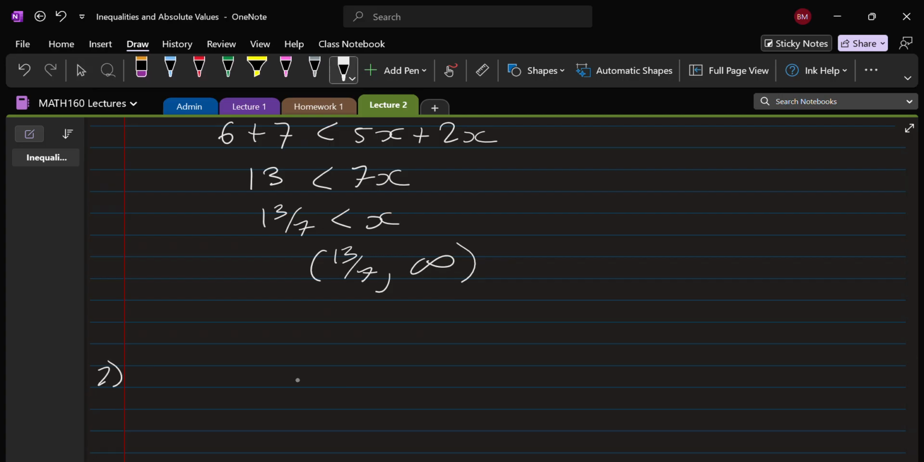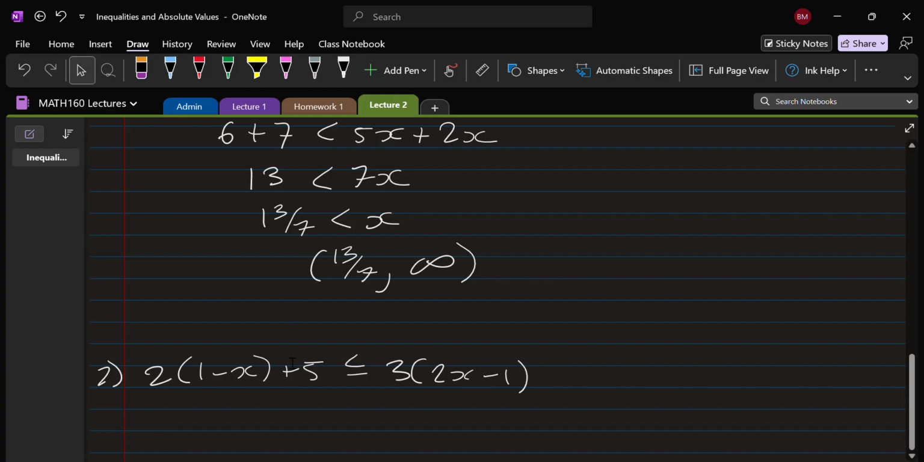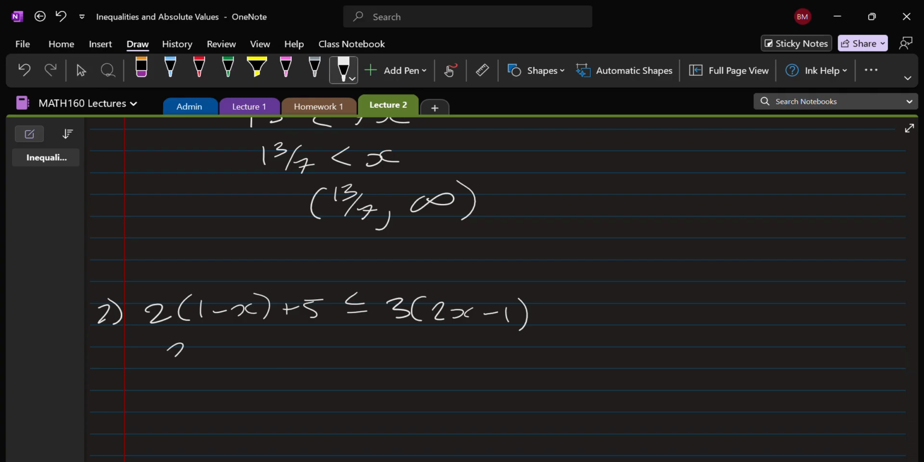Okay, example 2. We have 2(1 minus x) plus 5 is less than or equal to 3(2x minus 1). Again, looks complicated. We just expand it out, x's to the one side, constants to the other side, and we get our solution. So on the one side, we get 2 minus 2x plus 5, less than or equal to 6x minus 3.